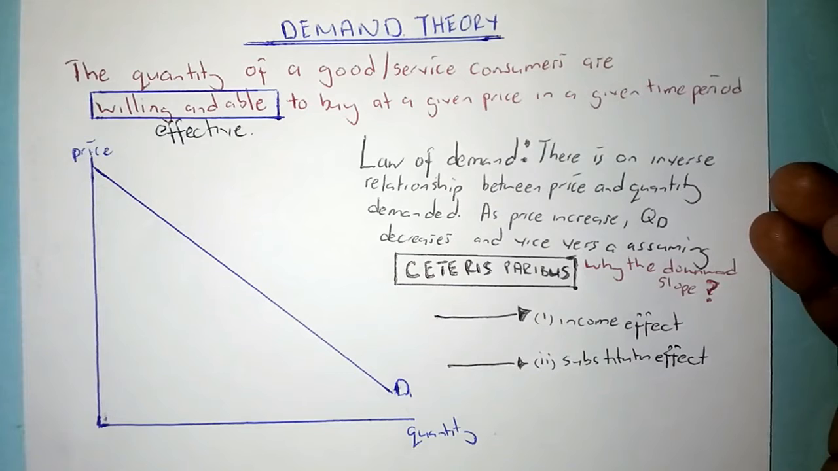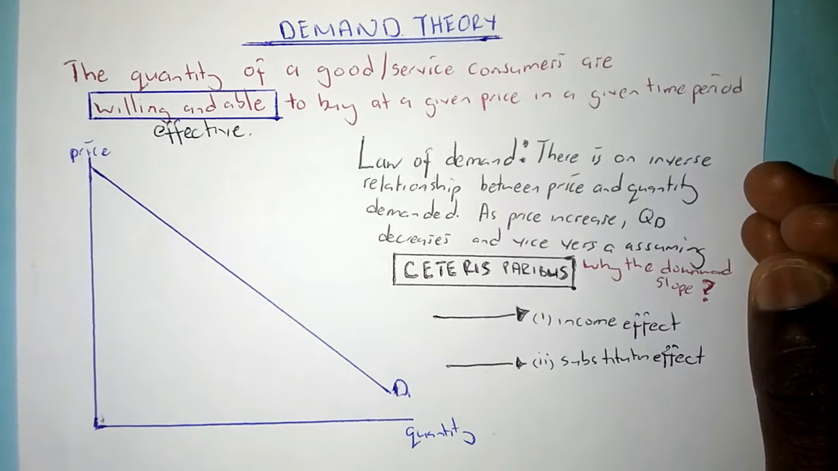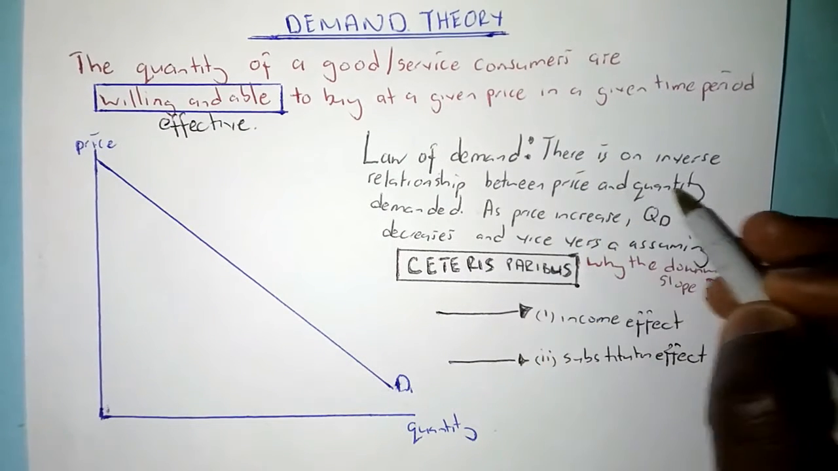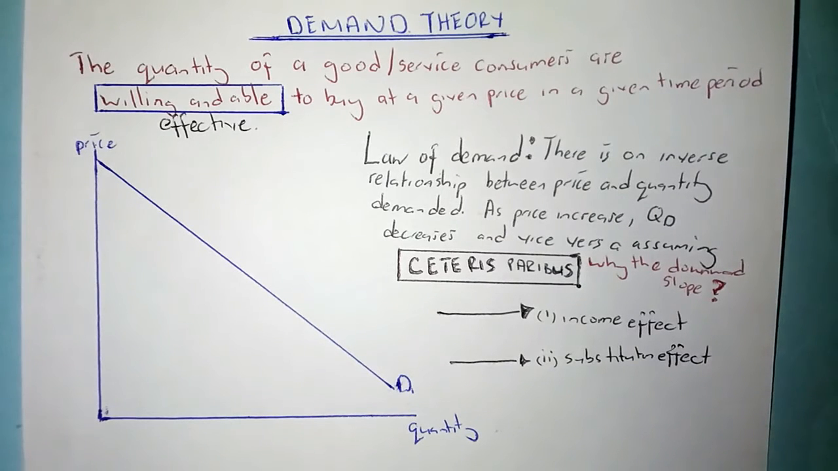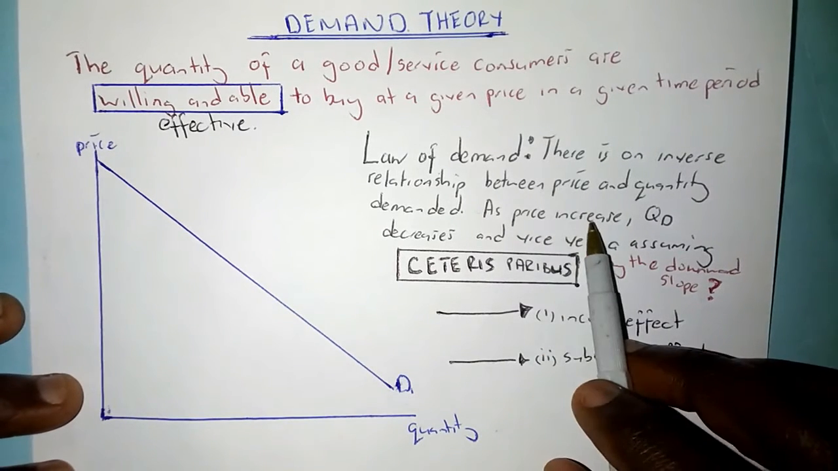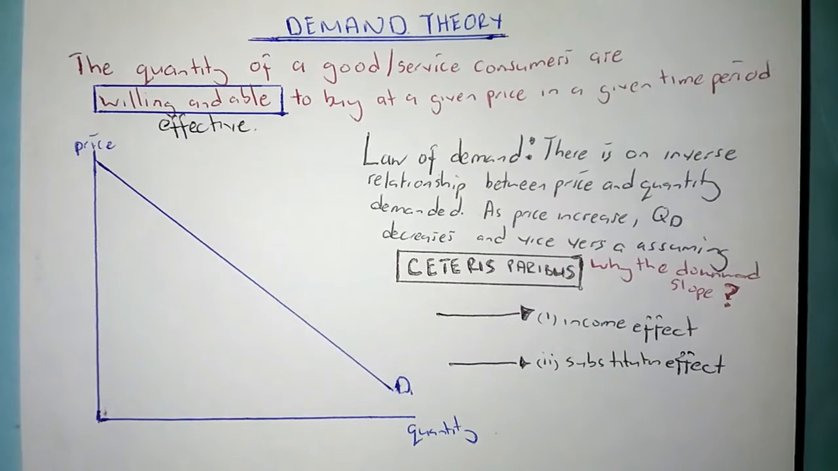There's a pattern that we use that studies consumer behavior, that studies consumer spending, which is known as the law of demand. The law of demand states that there is an inverse relationship between price and quantity demanded. What do they mean by inverse relationship? As prices increase, quantity demanded decreases, and vice versa, assuming ceteris paribus. So when prices go up, quantity demanded decreases. When prices go down, quantity demanded increases. That is what we mean by inverse relationship.